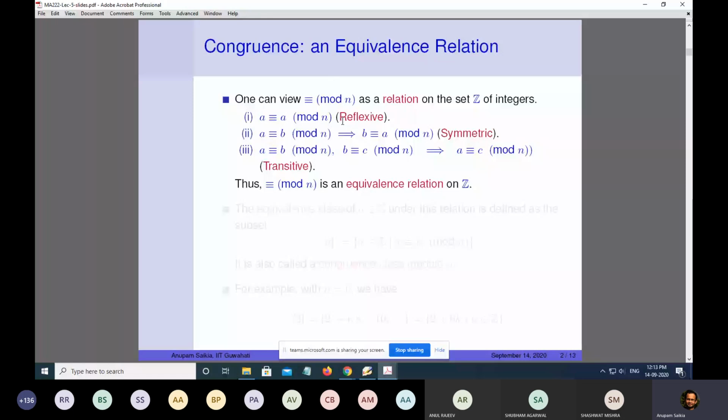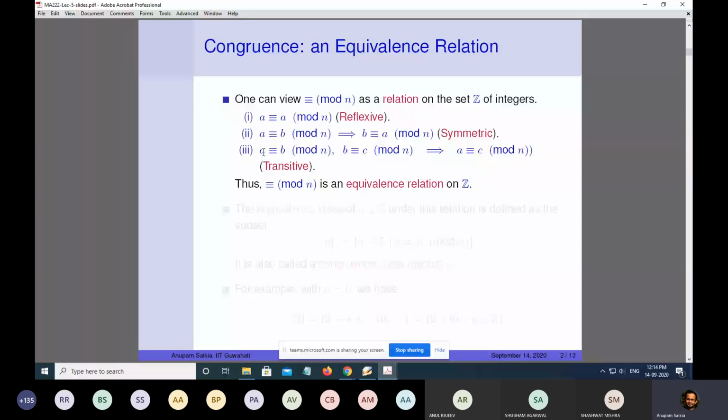And this property is known as symmetric. What is symmetric? If a is related to b, then b is related to a. So if a is congruent to b mod n, clearly b is congruent to a mod n, because if n divides a minus b, certainly n also divides b minus a. So this property is satisfied, and it is the symmetric property of a relation. And the relation here is congruence modulo n. And it is transitive, meaning if a is related to b and b is related to c, then a is related to c. That is what transitivity implies. But in this case, it is clear.